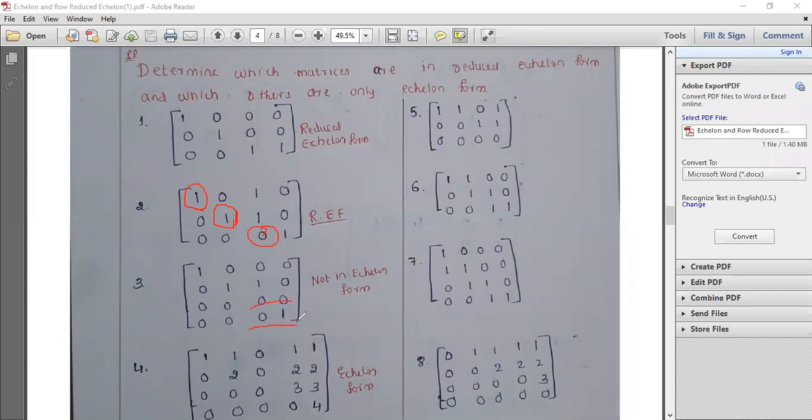So row is basically given more importance than the column. For the leading entries, if it is echelon form, it has to be in the row. Getting it, guys? All right. So this is in the echelon form. Then next one you see.